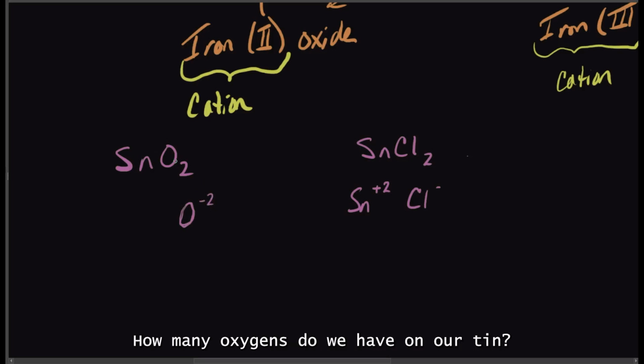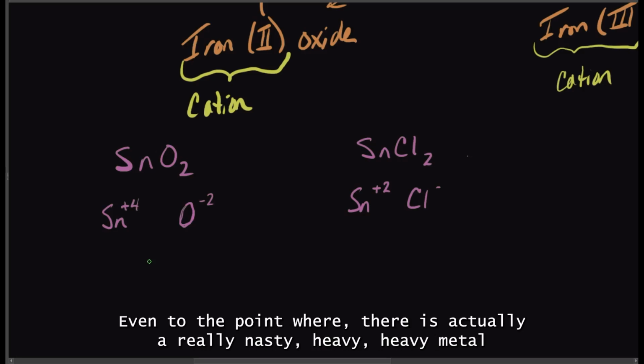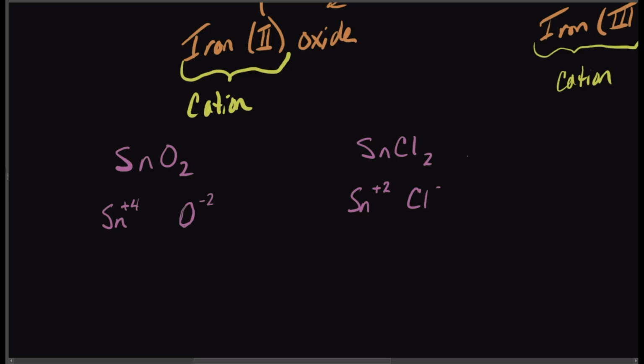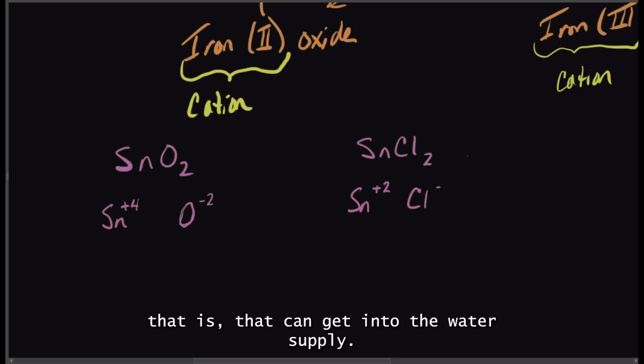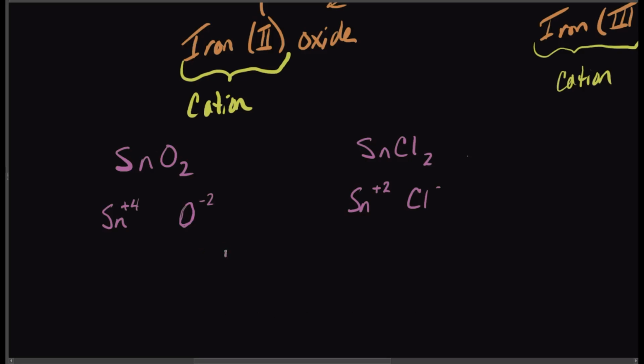-2. How many oxygens do we have on our tin? We have 2 of them, which means the tin must have what charge? +4. That happens. That is a real thing. Even to the point where there is actually a really nasty heavy metal that can get into the water supply. It is called hexavalent chromium, and it's when chromium makes a +6 charge.